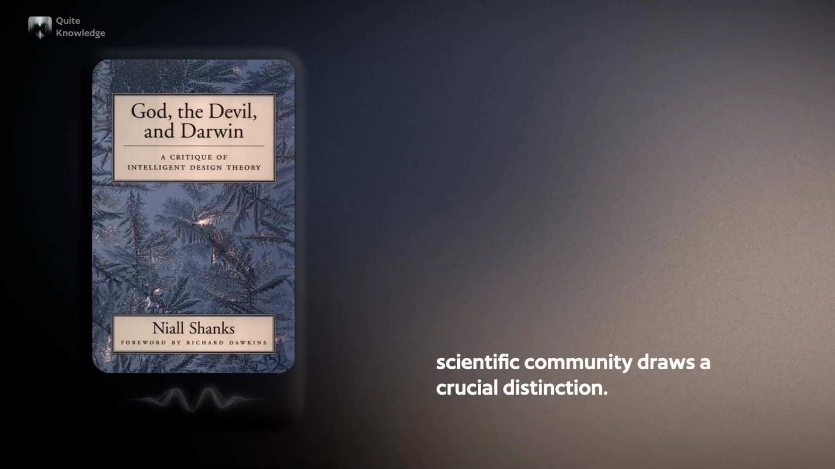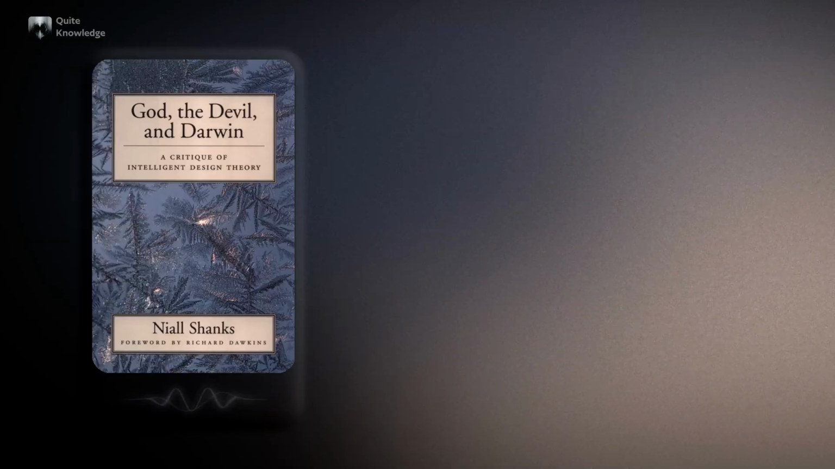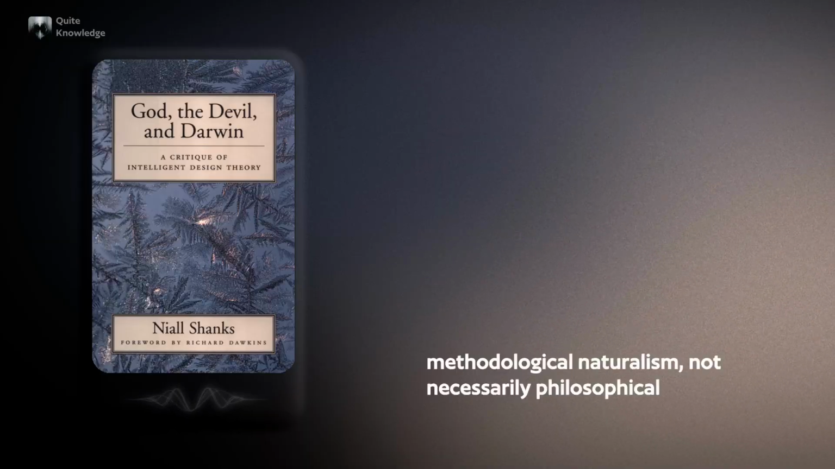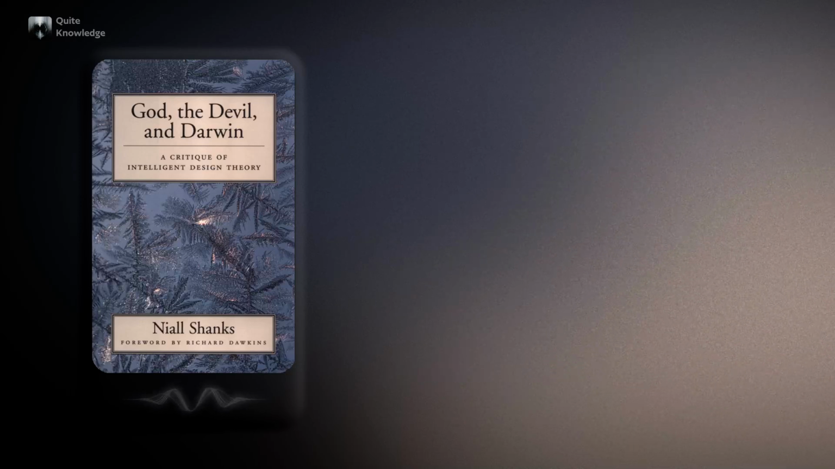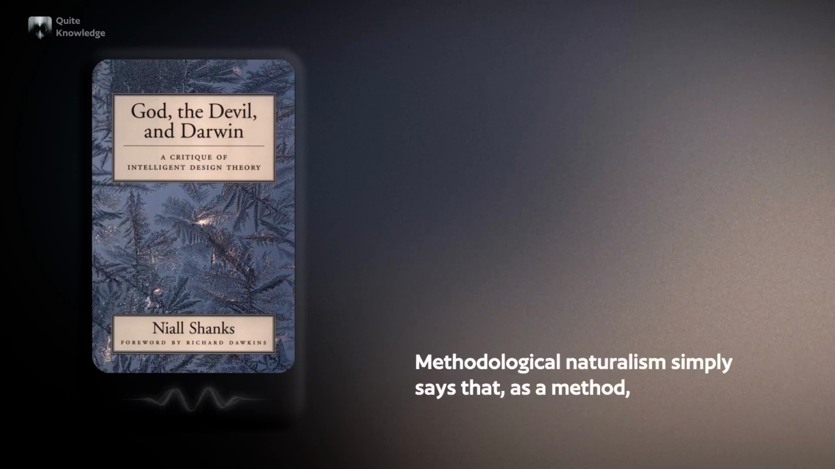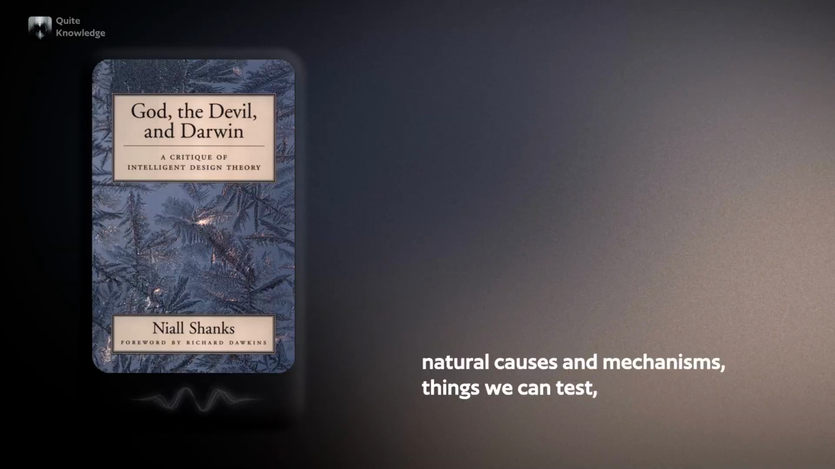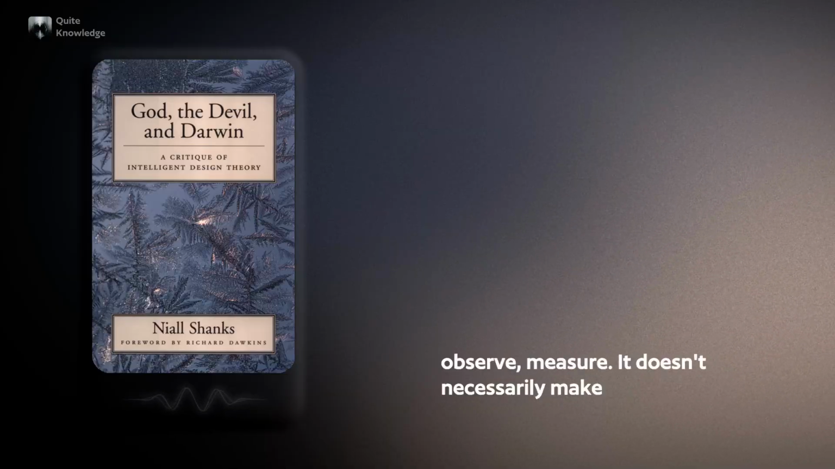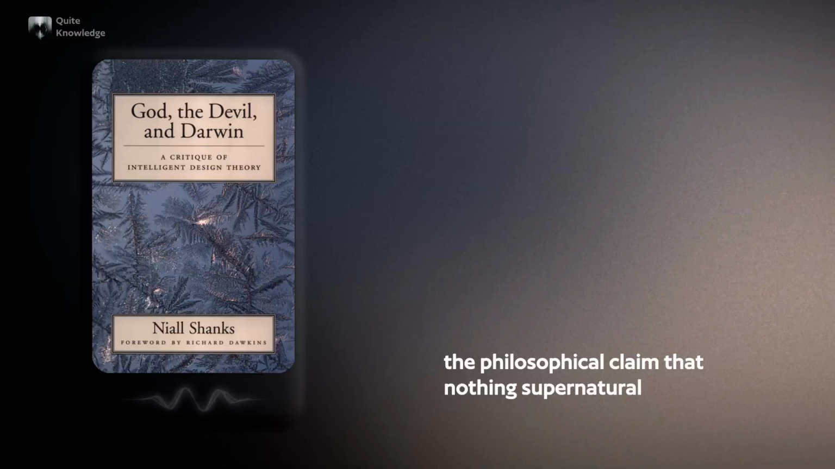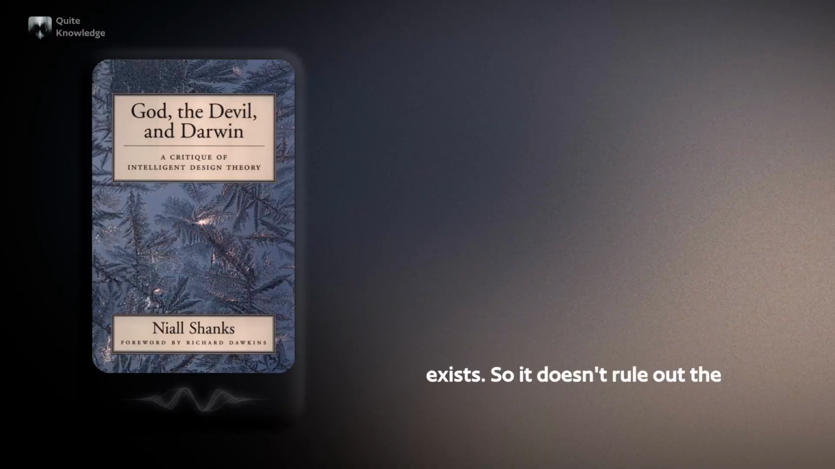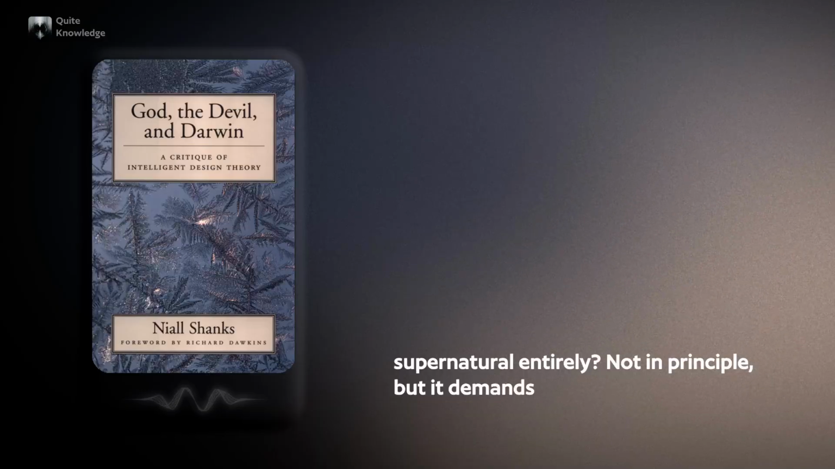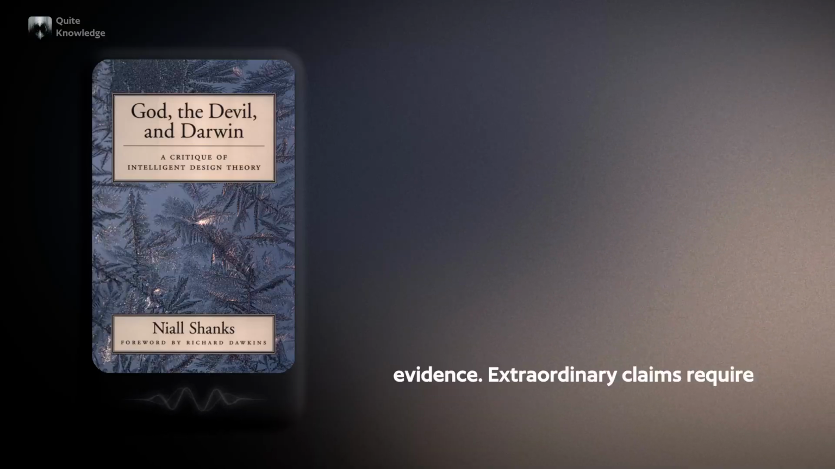But this is where the scientific community draws a crucial distinction. Science generally operates under methodological naturalism, not necessarily philosophical naturalism. What's the difference? Methodological naturalism simply says that, as a method, science seeks to explain natural phenomena using natural causes and mechanisms, things we can test, observe, measure. It doesn't necessarily make the philosophical claim that nothing supernatural exists. So it doesn't rule out the supernatural entirely. Not in principle, but it demands evidence.